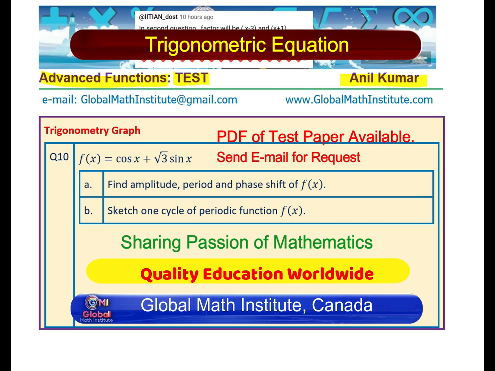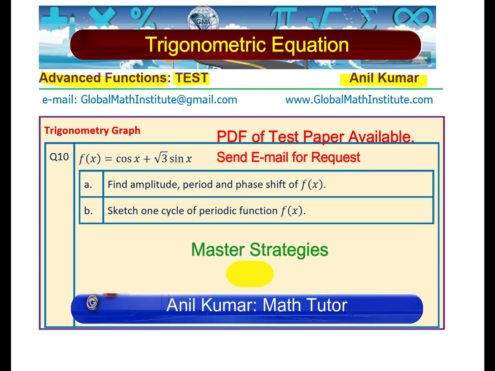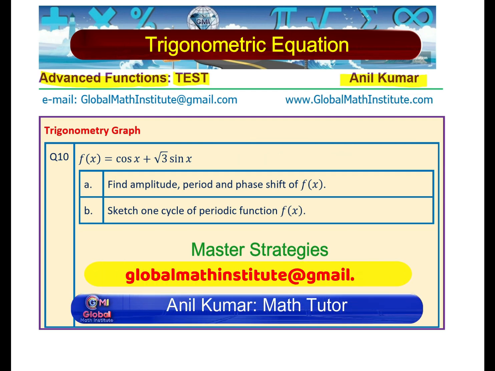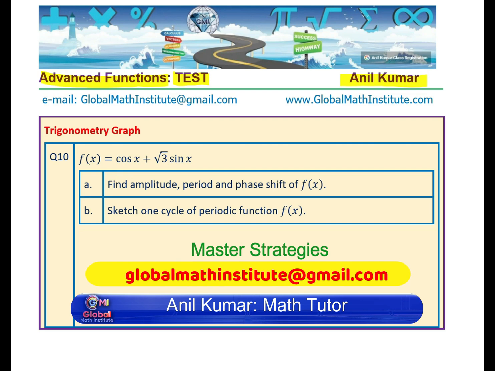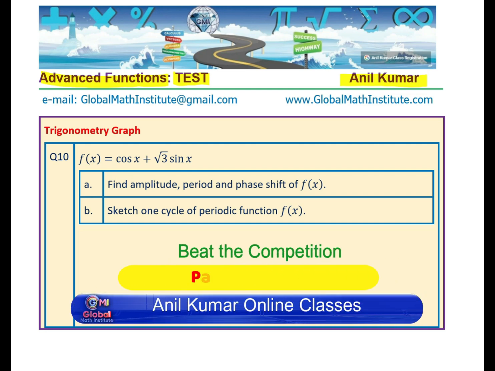Question number 10 here is f of x equals cos x plus square root 3 sin x. Find amplitude, period, and phase shift of f of x. Sketch one cycle of the periodic function f of x. Extremely difficult question. How do we find amplitude, period, and phase shift of this particular function?